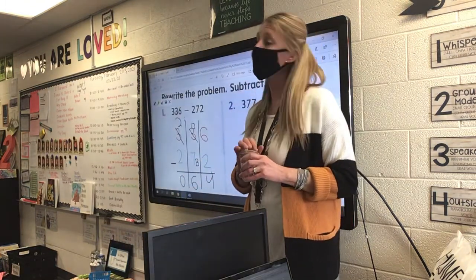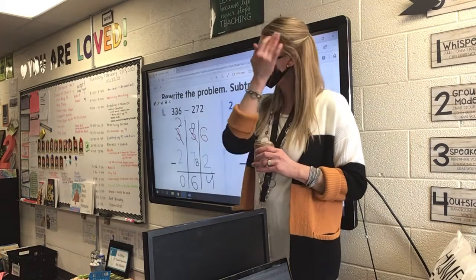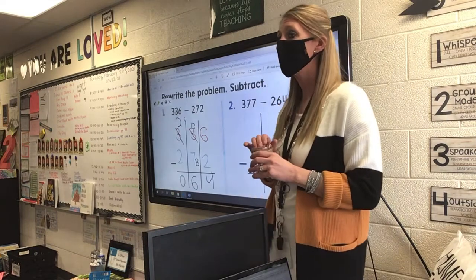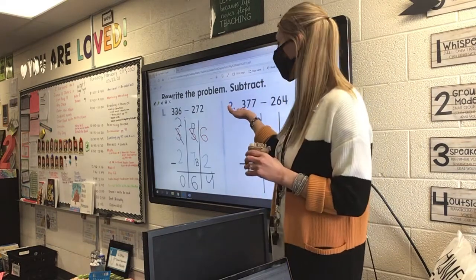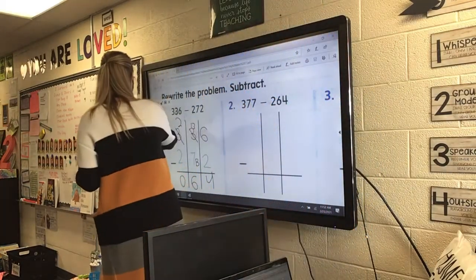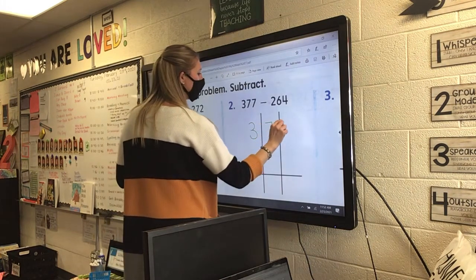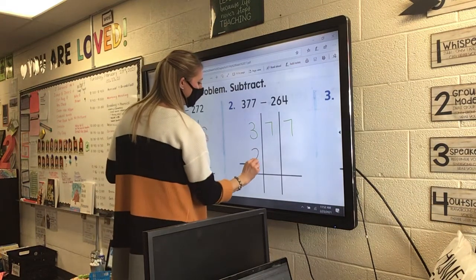Mason, your handwriting is not perfect up here either. It is hard to write up here perfectly. The 4's only bad. On the next one, I want you to write 377. That is bigger, so that needs to go on the top. Going horizontally. And we're going to take away 264.